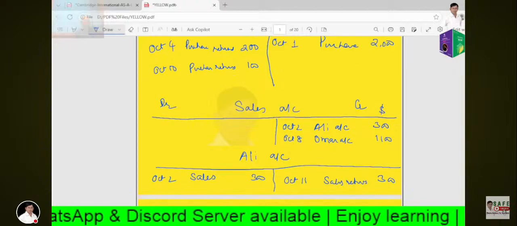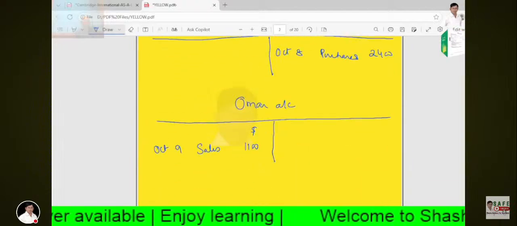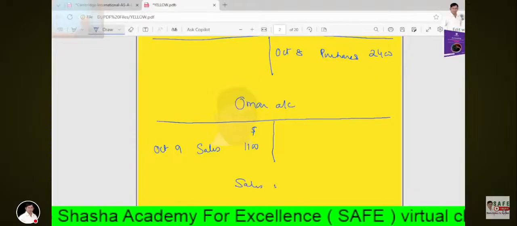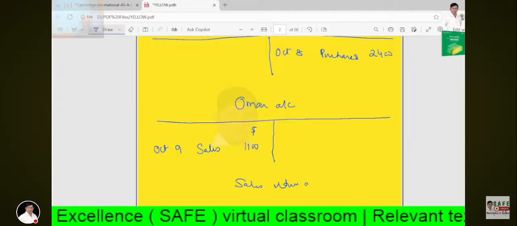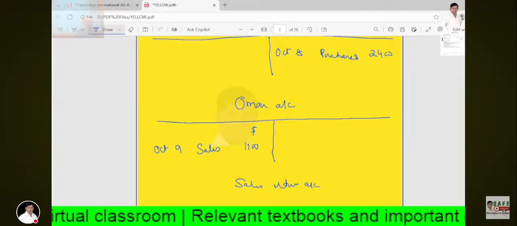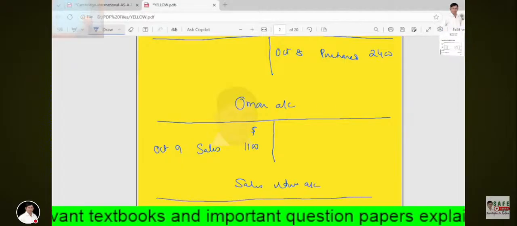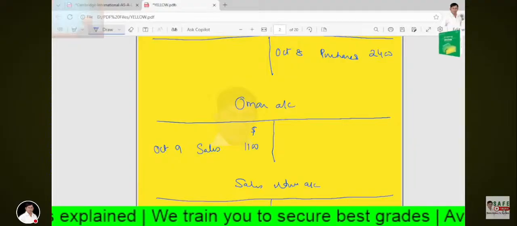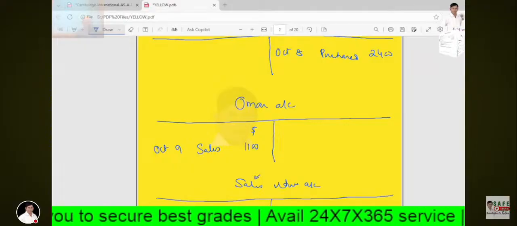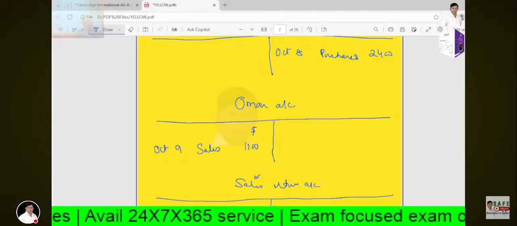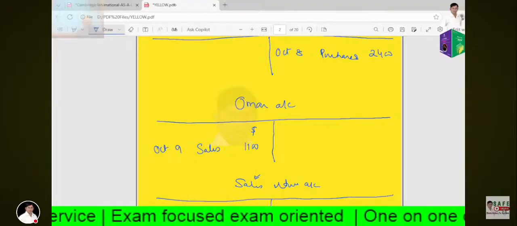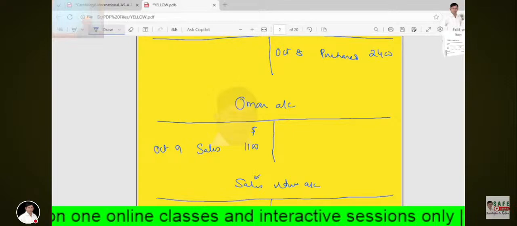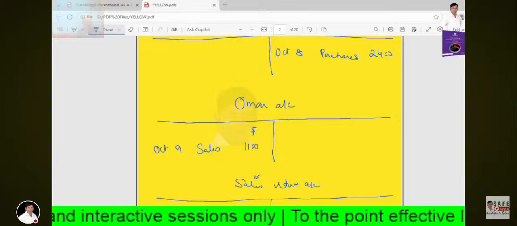So now sales returns. One more account, sales returns. Sales is always a credit. Sales returns is exactly the reverse of that. It is always a debit. So here the amount will be here, on October 11th.